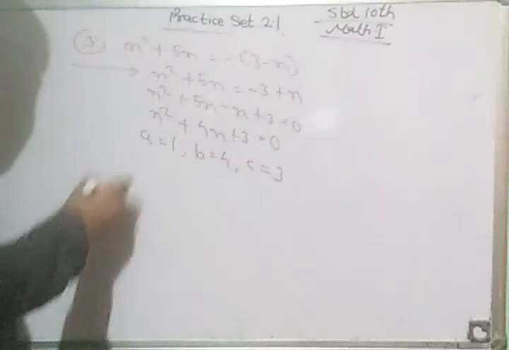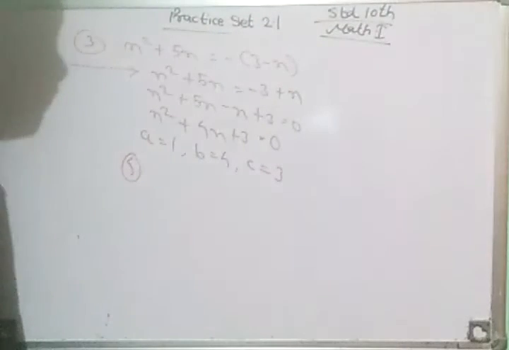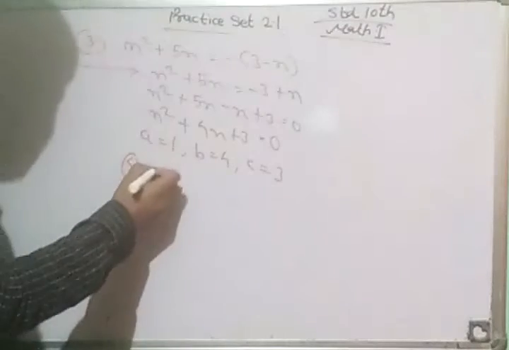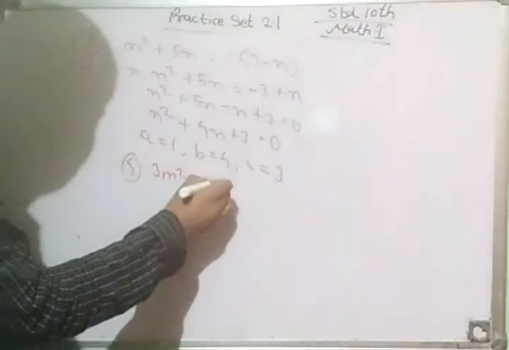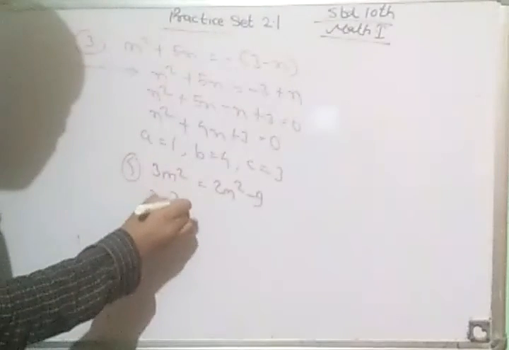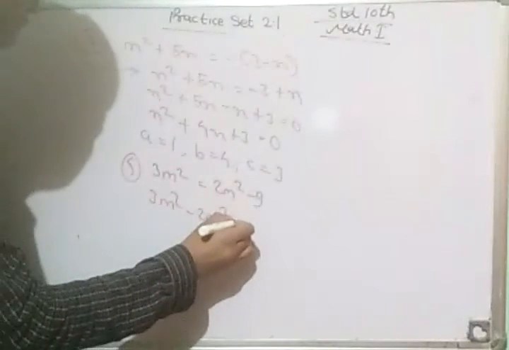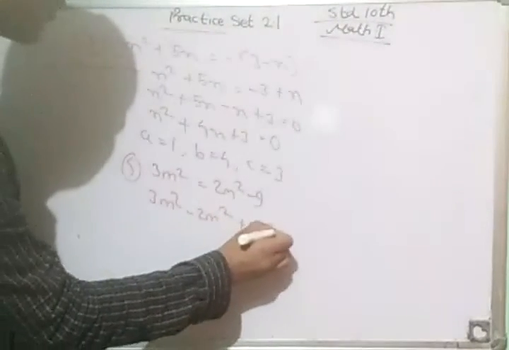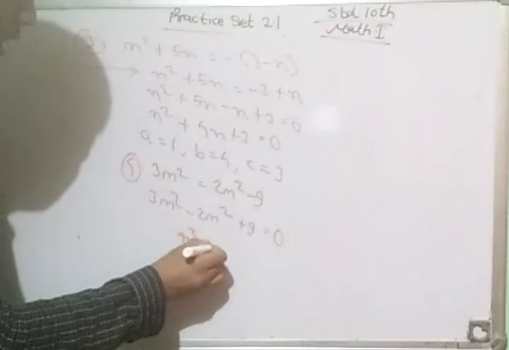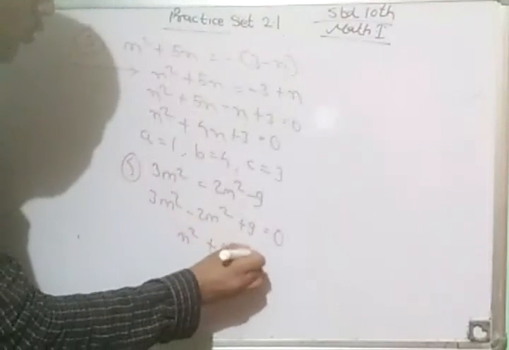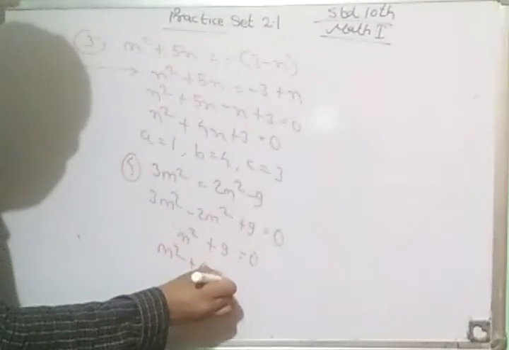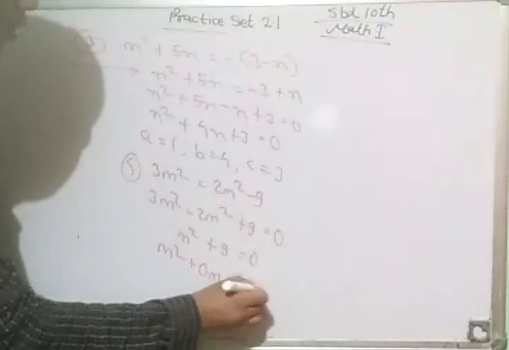to 3. Fourth example of the third question is 3m square is equal to 2m square minus 9. 3m square minus 2m square plus 9 is equal to 0. So 1m square is remain, plus 9 is equal to 0. m square plus 0m plus 9 is equal to 0.